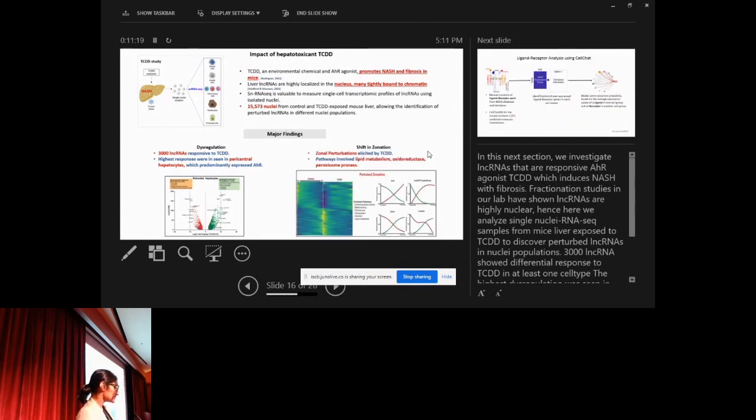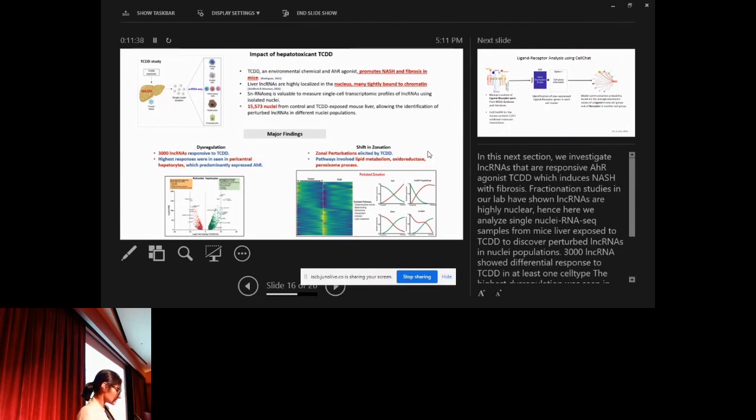And then we also again see a major shift in zonation, with about 400, 500 genes roughly that show zonation, and those genes are functionally characterized for lipid metabolism, oxidoreductase processes, etc. So those are the pathways that are associated with zonation, and they're also being perturbed in that process.